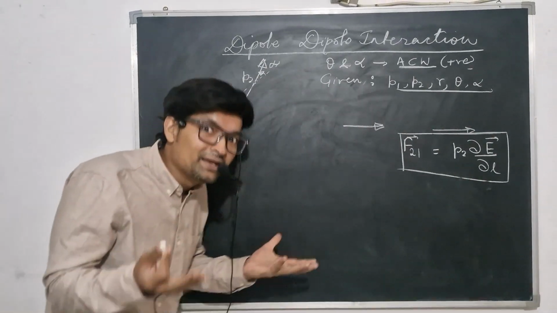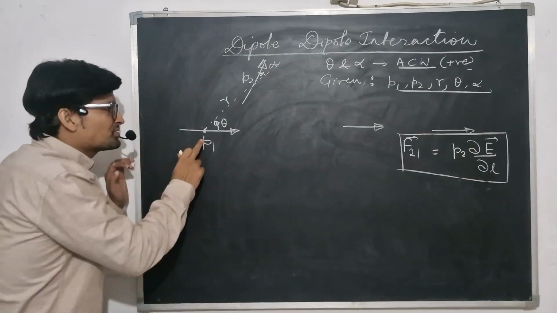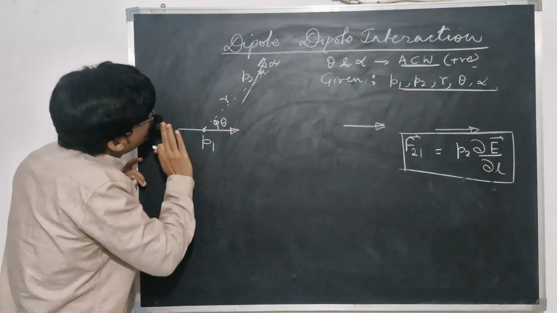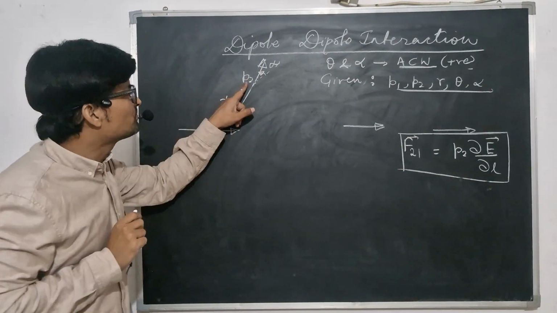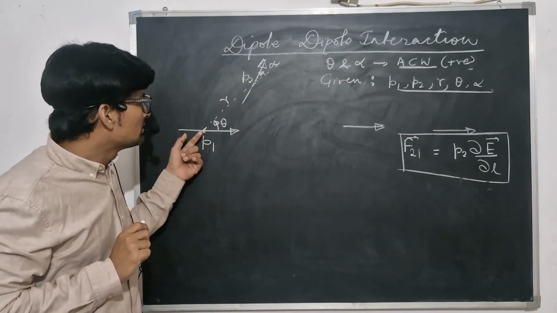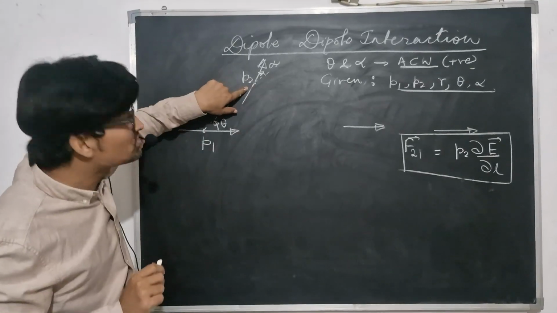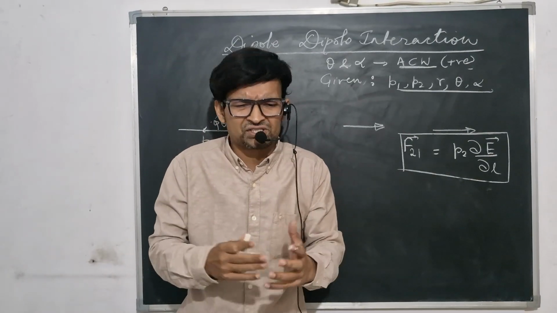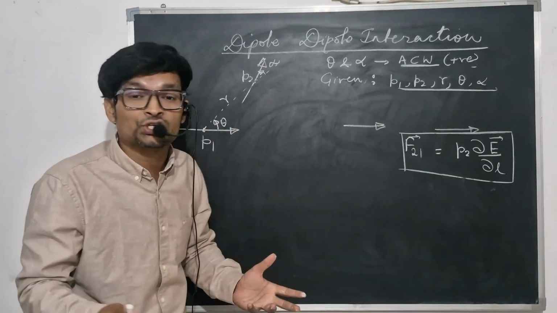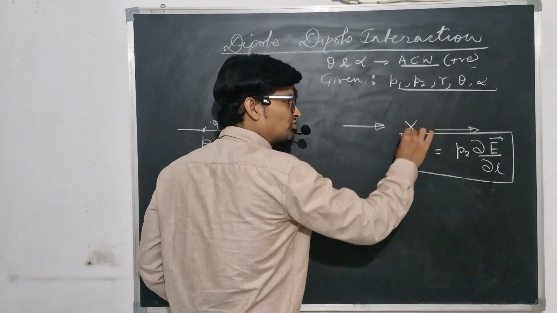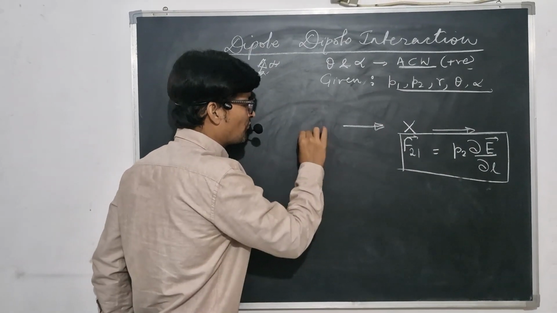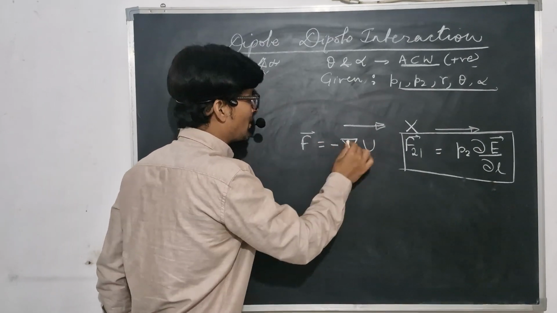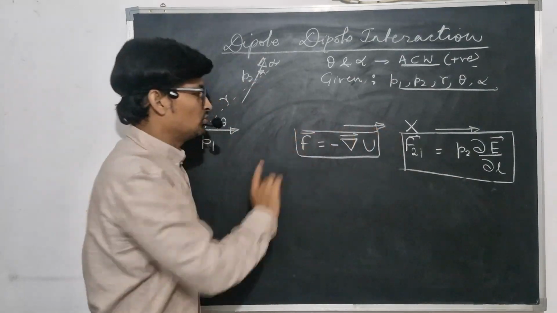Rather, my idea is, first let me find the potential energy of this dipole. Everyone knows that the potential energy of this dipole will be minus P2 dot the electric field due to P1. Okay, and once we have this potential energy, the force of interaction is nothing but the negative of the gradient of the potential energy. So I will be using force is equal to minus del U. This is the gradient, right? Minus del U. So this concept I will be using.